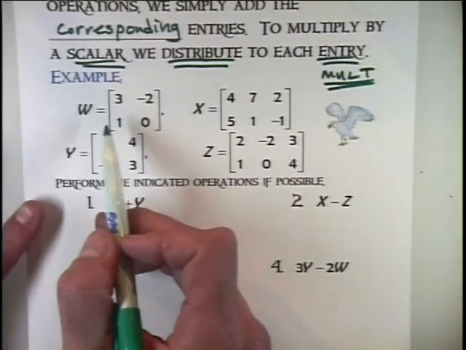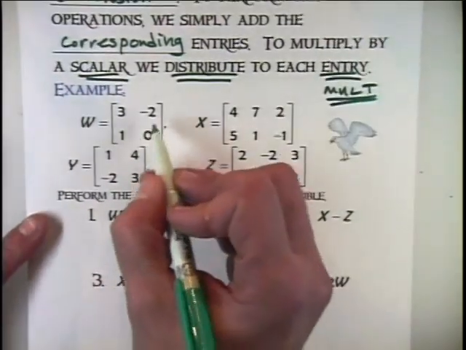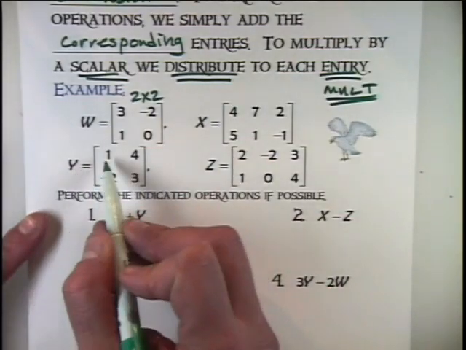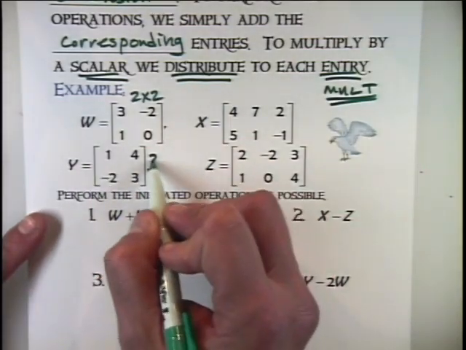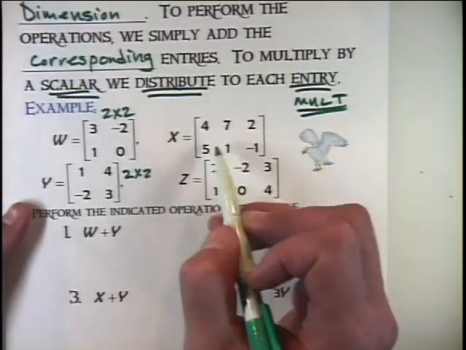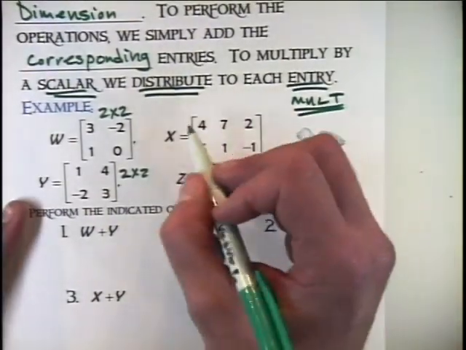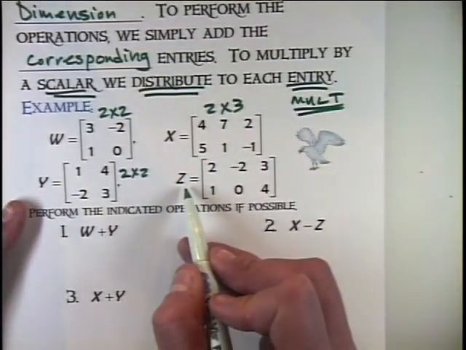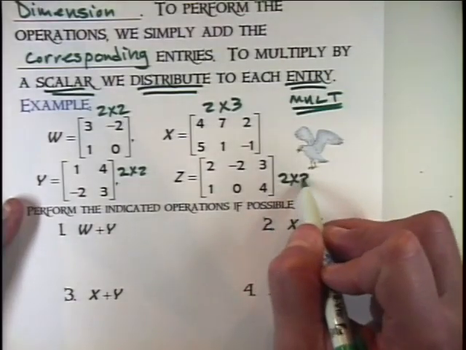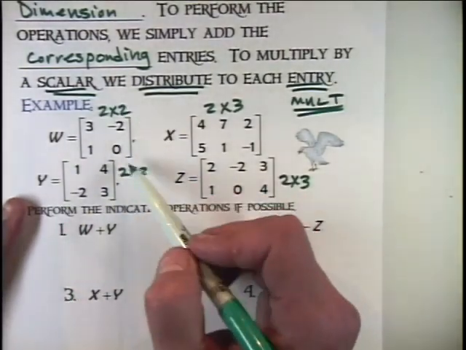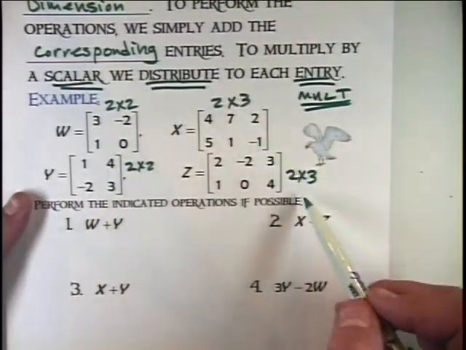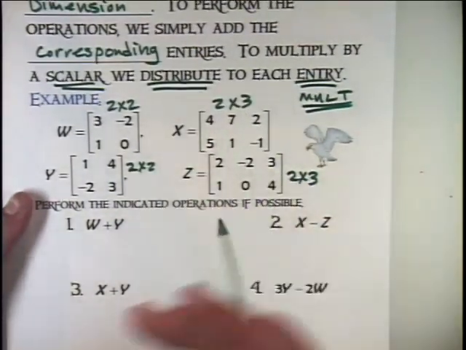We have matrix capital W, which is a square 2-row, 2-column matrix, so that's a 2 by 2. We have matrix Y, which is a 2-row, 2-column, so that's a 2 by 2. We have matrix X, which is a 2-row by 3-column, so that's going to be a 2 by 3. And then we have matrix Z, which is a 2-row by 3-column. That is also a 2 by 3. So W and Y have the same dimension, so we're going to be able to do operations between the two. X and Z have the same dimension, so we're going to be able to do operations between those two.